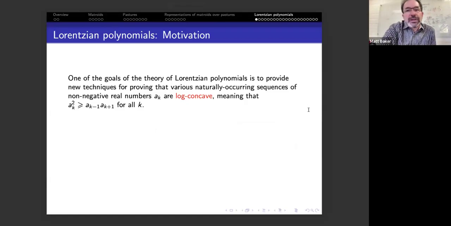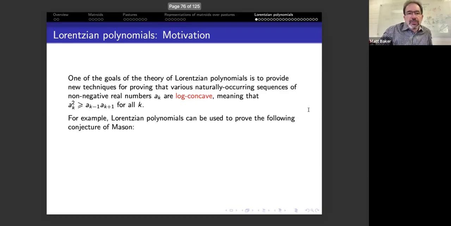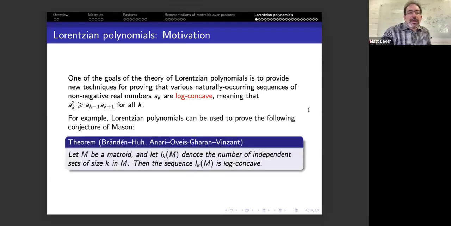So what are the goals of the theory of Lorentzian polynomials? It is to give new techniques to prove that certain sequences are log concave, meaning a_k squared is at least the product of the previous term and the next term for all k. So for example, these were famously used to prove Mason's conjecture. If M is a matroid and I_k of M is the number of independent sets of size k, then this sequence is log concave. And there are many theorems like this. There's also a stronger version of Mason's conjecture, but anyway, I'm just illustrating how these things arise in practice.